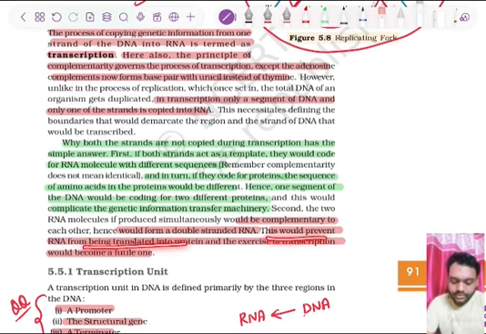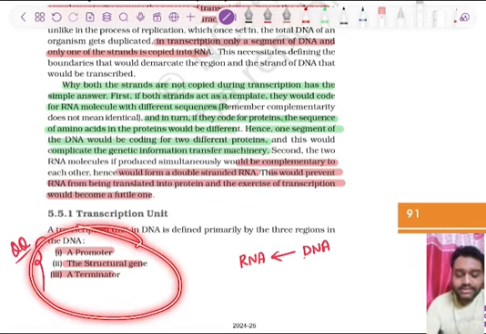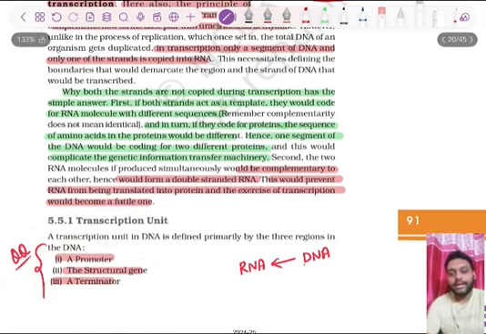So what is the transcription unit? There are three parts of a transcription unit: one is the promoter, then the structural gene, and another one is the terminator. So let's discuss transcription in great detail.